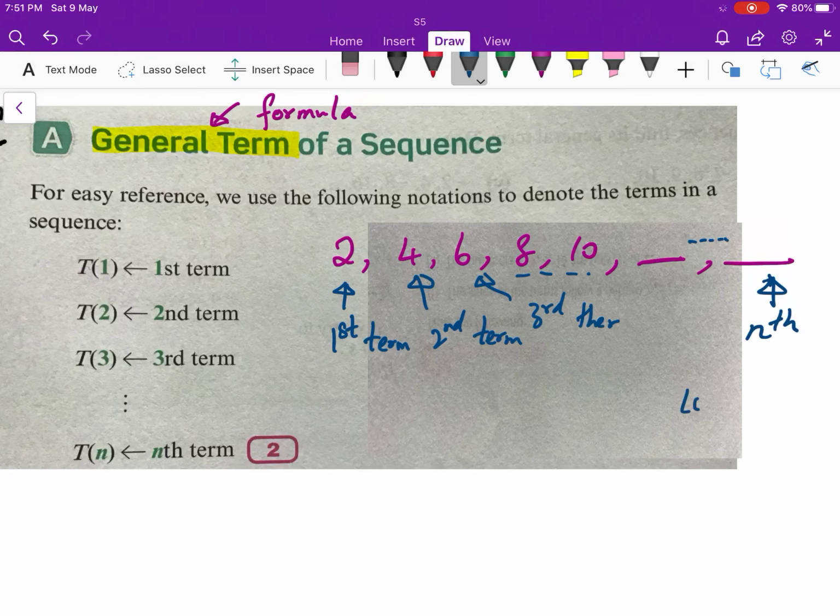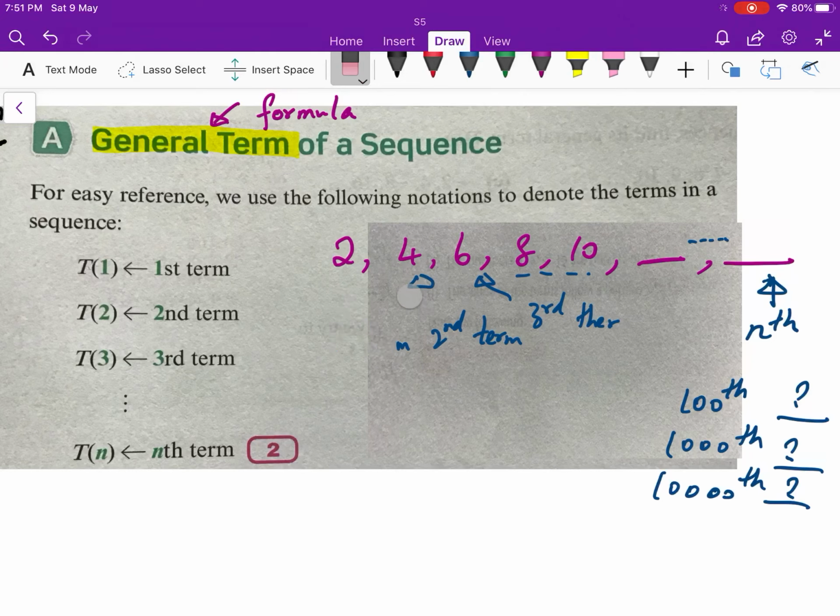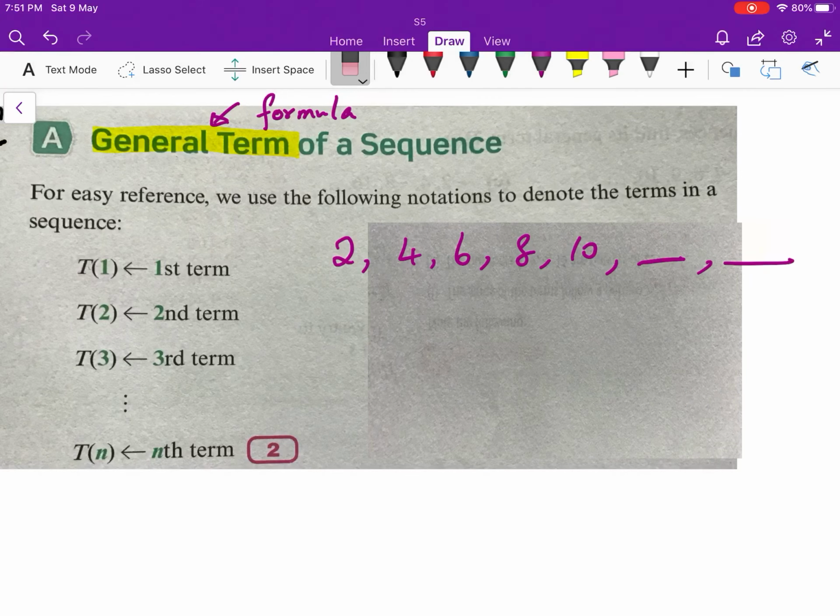So what if Miss Poon asks you to find the 100th, 1,000th, 10,000th? What is the value here? We need to find a formula. That's what we call the general term. Now let's try to find it out. Using this, let's try to find out. How can we find out? Now I will teach you a skill, and then you will learn a quicker way in the next session. We'll have a more systematic way to find out the formula.